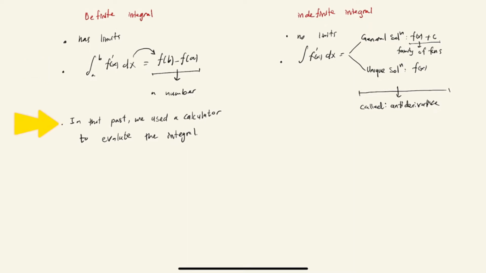The result is going to be a number. In the past, to evaluate the definite integral, it's just the area under the curve, or we take the definite integral and plug it into a calculator to estimate the value of it.